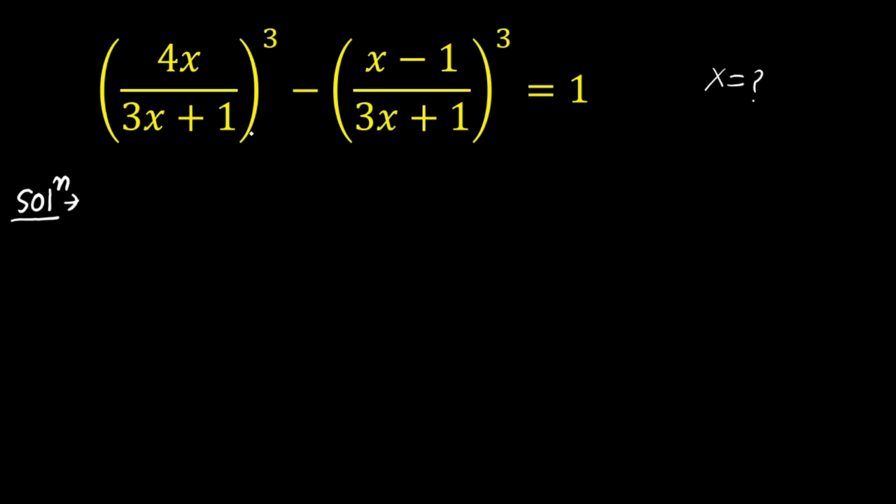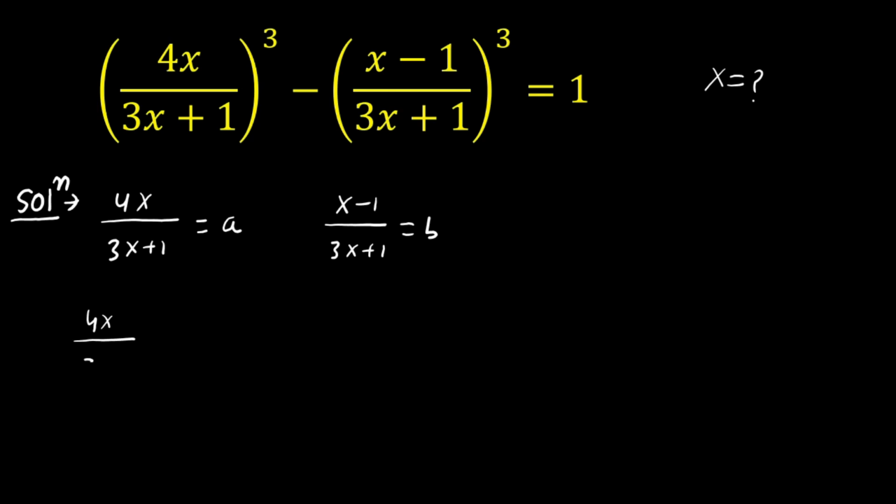So here we will apply the substitution method. Let 4 times x over 3x plus 1 be equal to a, and x minus 1 divided by 3x plus 1 be equal to b. If we subtract both the equations, then on the left hand side, 4x divided by 3x plus 1 minus x minus 1 divided by 3x plus 1 is equal to a minus b.